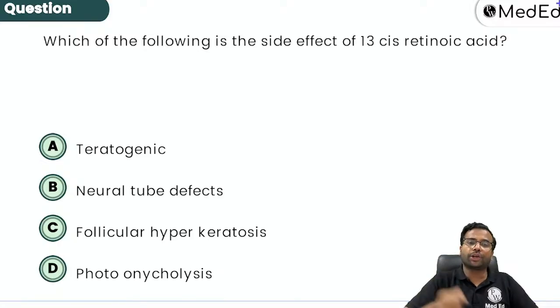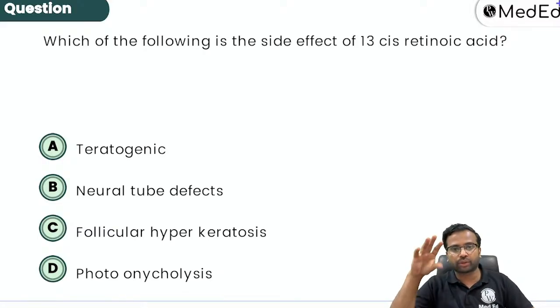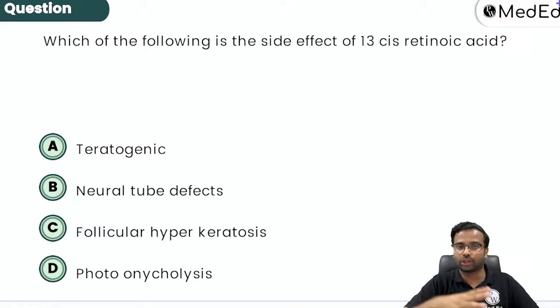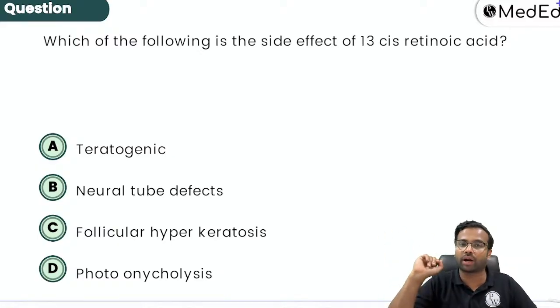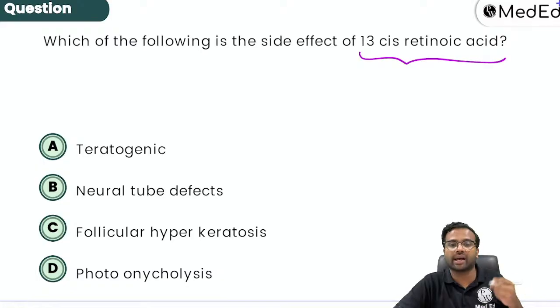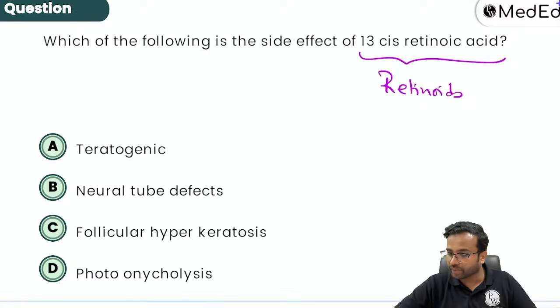Teratogenic neural tube defect, follicular hyperkeratosis, photoonycholysis. Now first we have to think why this question, that too in dermatology, because the question looks like it is something in pharma. Now this 13-cis retinoic acid is another name for retinoids, right? Like isotretinoin and all, isn't it? So what is isotretinoin?